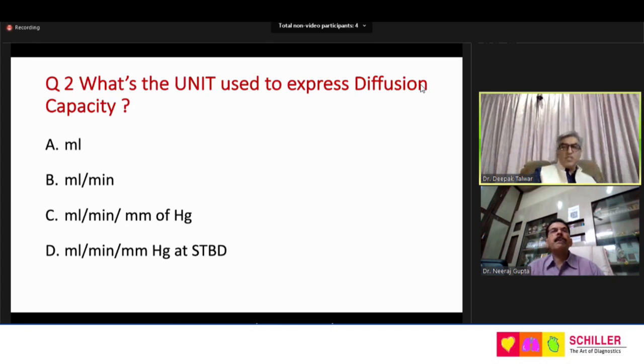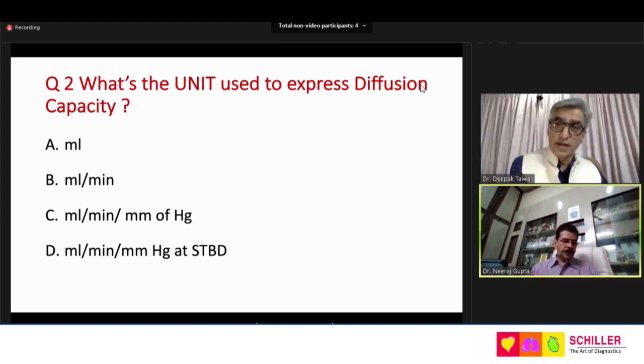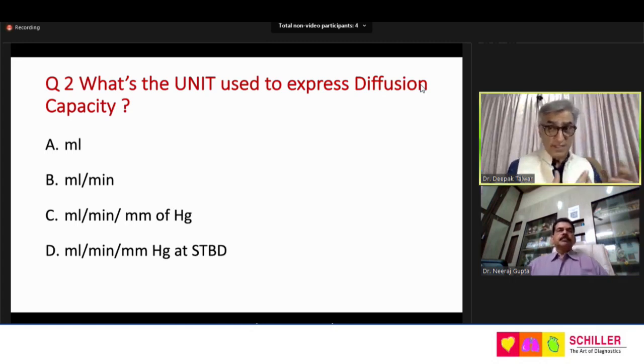Yeah, so the machines which we generally use, we have to see our machines and see what units they are giving in. Since the machines in India are actually tuned to these units, which are the ATS guidelines, it gives us in milliliters, because the transfer factor is given basically in ml plus or whatever it is. So let's see what people think about it.